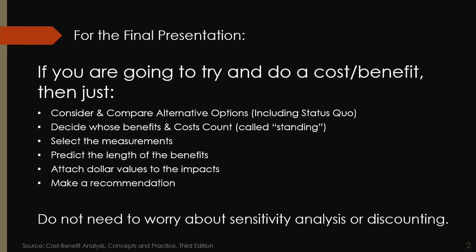All right, so again, for the final presentation, if you're going to try and do a cost-benefit analysis, then just consider and compare the alternatives, including the status quo. Don't forget that one. Decide who has benefits and costs, called standing. Select the measurements. Predict the length of the benefits. Attach dollar value to the impacts, and then finally make a recommendation. As I mentioned, you don't need to worry about sensitivity analysis or discounting.